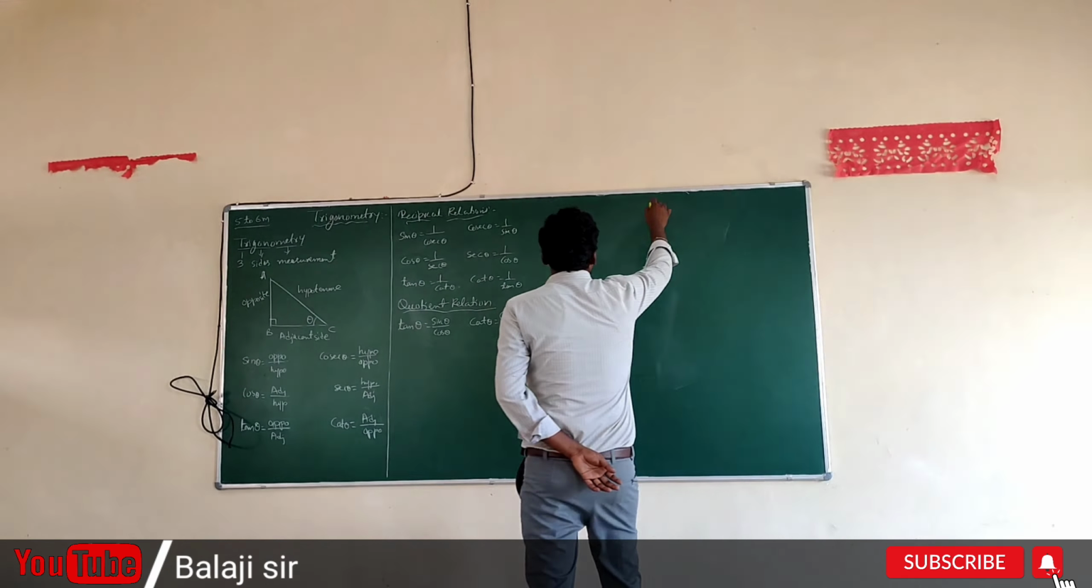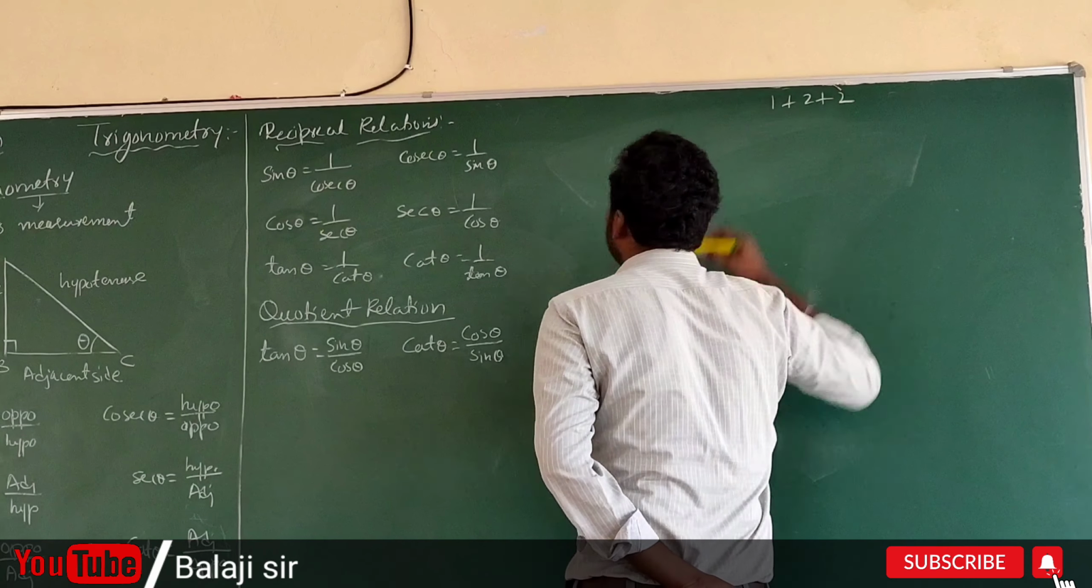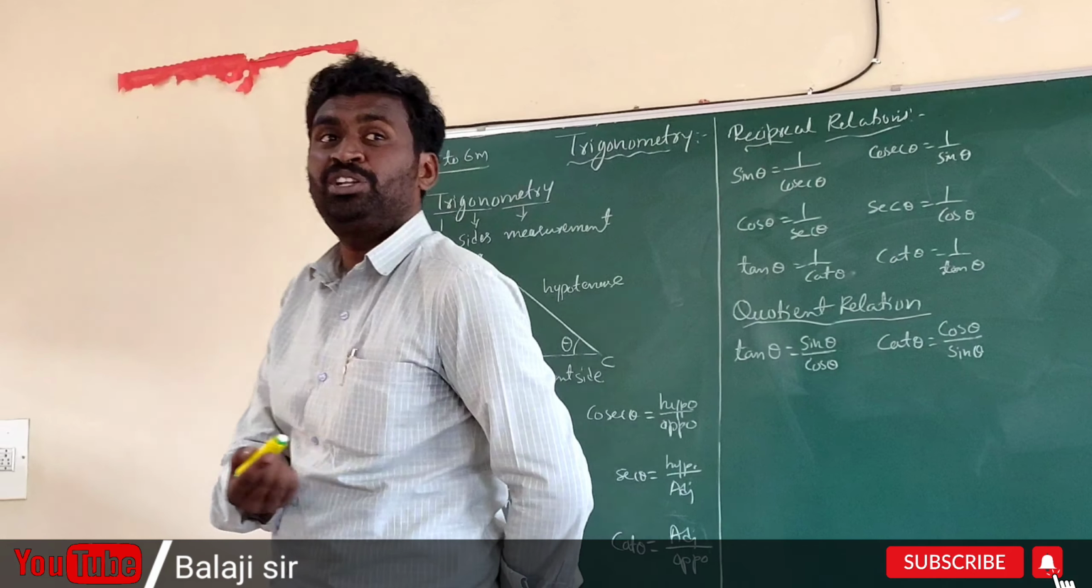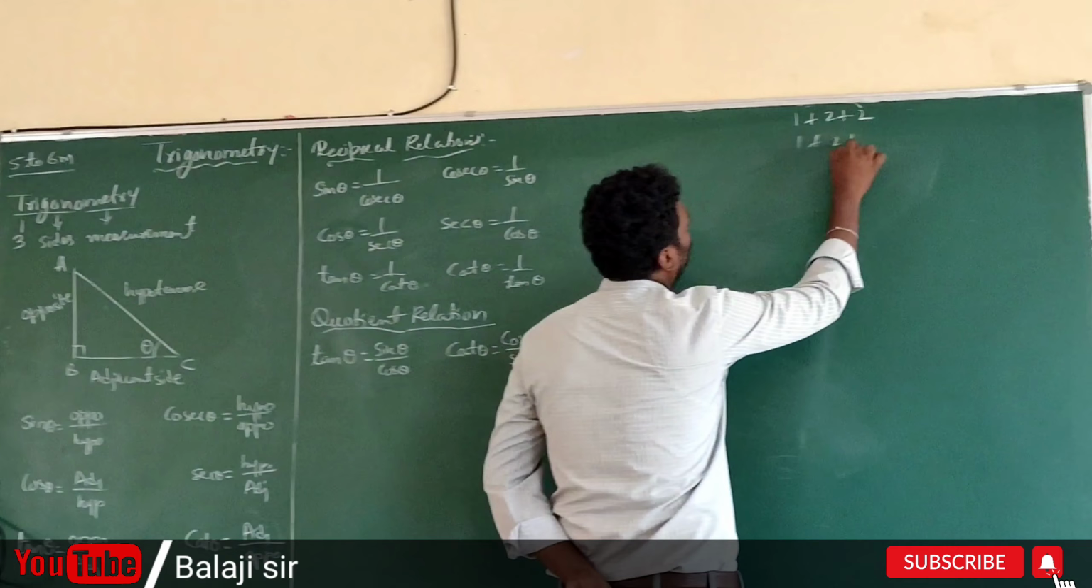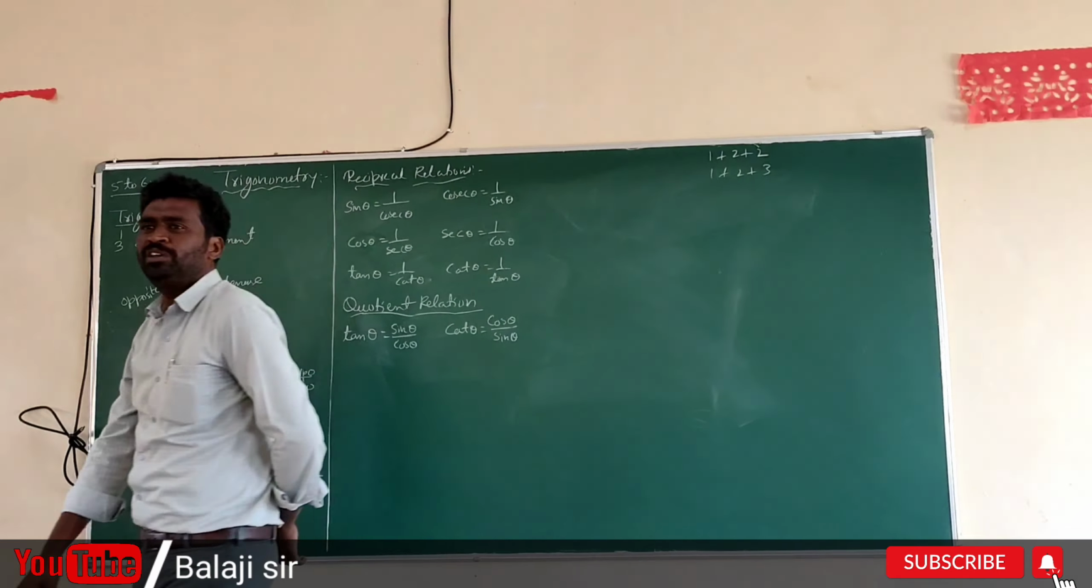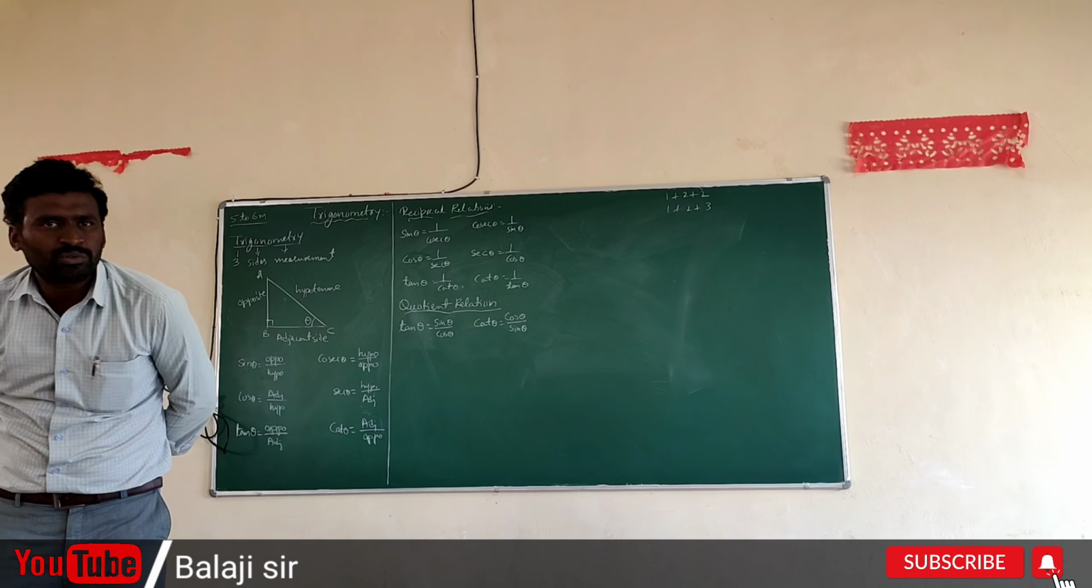How is the division of these marks going to be? A 1 mark question is fixed. Plus 2 means how much? 5. This is the case when you have 5 marks. In the other case, 1 plus 2 plus 3, which is nothing but the case of 6. This is how he is going to ask the questions.